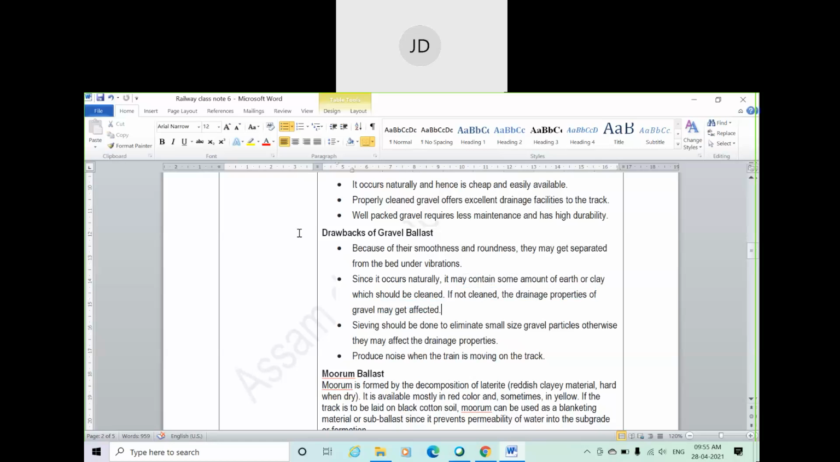So for that we have to go for sieving. You are familiar with the sieving method from the soil mechanics lab as well as the transportation engineering lab. Sieving should be done to eliminate all small size gravel particles, otherwise they may affect the drainage property. This is all interrelated. It also produces noise when a train is moving on the track.